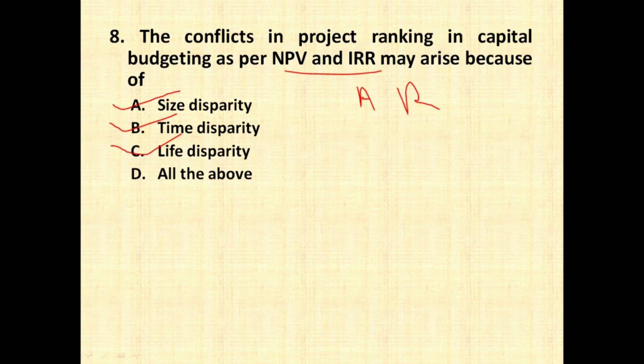Second is time disparity. Time disparity is nothing but the flows, that is cash inflows you get. In one project you may get more cash inflows initially, and in another project you may get more cash inflows at the end of the project. Life disparity is nothing but one project may be of 5 years, another project may be of 10 years. At that time it becomes very difficult and it gives conflicting results. So hope you are understanding all the 3 disparities, which is very important.